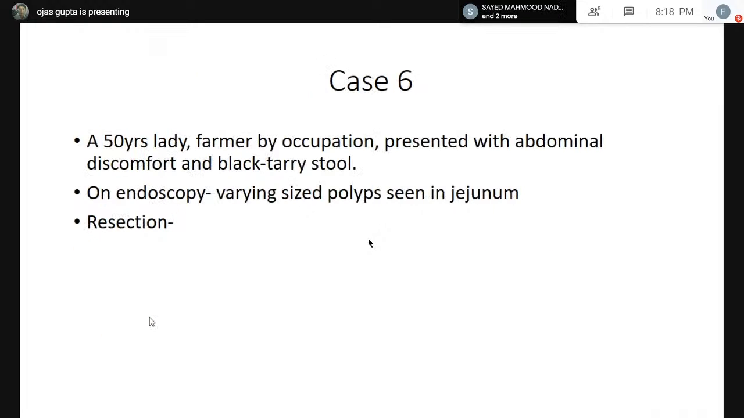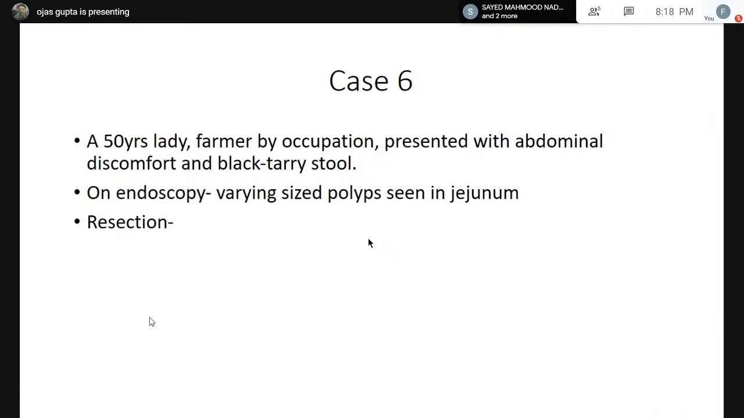So after the DLBCL, let's move on to case number 6. Now we have a 50-year-old lady. She was a farmer by occupation. We are seeing farmer protests these days. And she presented with abdominal discomfort and black tarry stool.